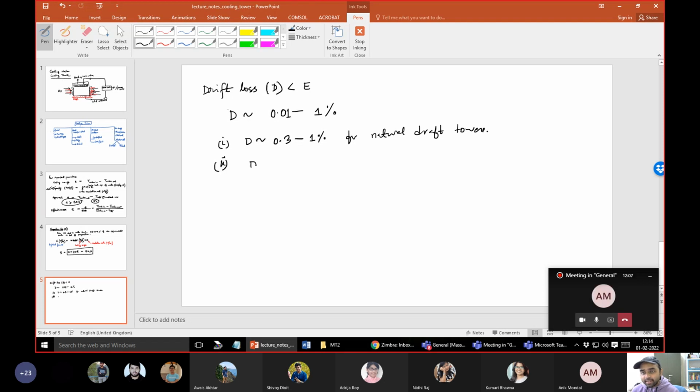Whereas this is slightly less. So this is around 0.1 to 0.3% in this mechanical draft towers. So mechanical draft towers can be again of two types. One is forced type, one is induced type, right? And this is typically 0.01% if the cooling tower has drift eliminators.